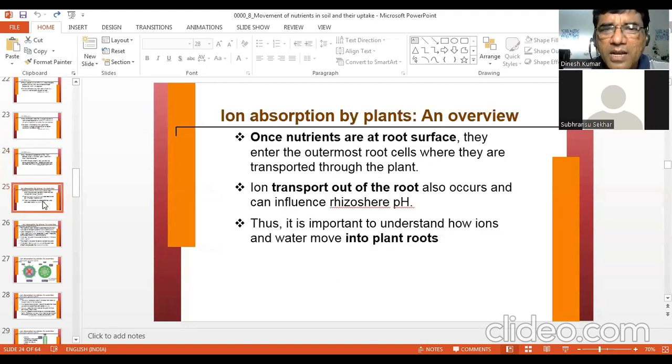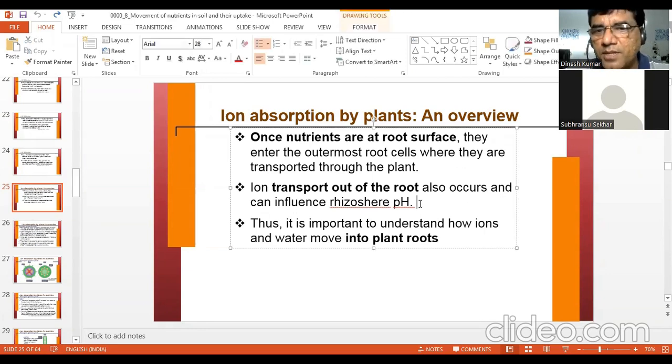Ion absorption by plant. Now we go a little inside. It means now your nutrients are to be taken up by plants into their roots. So once nutrients are at the root surface, they enter the outermost root cells where they are transported through the plant. They have to follow the radial movement. Ion transport out of the root also occurs and can influence rhizospheric pH.